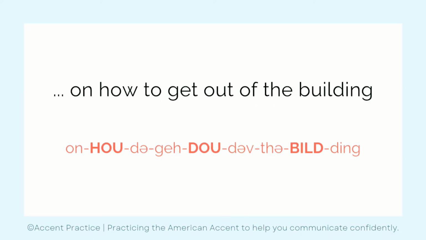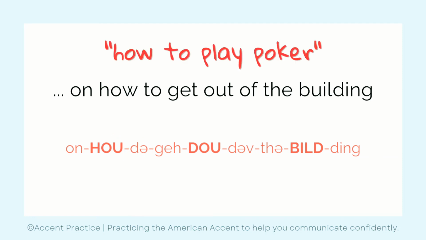The first thing I need to mention here is all the linking that's happening, which is what is causing all these flap T's in the first place. We almost always link the phrase how to together to sound like the reduction howda. Howda. The flap T is again between two vowel sounds. Maybe just practice this phrase by itself or with a few more words, like how to play poker. Just this one phrase, howda, is a great one to learn for natural everyday English. You could say things like how to sing, how to dance, or how to practice the American accent.